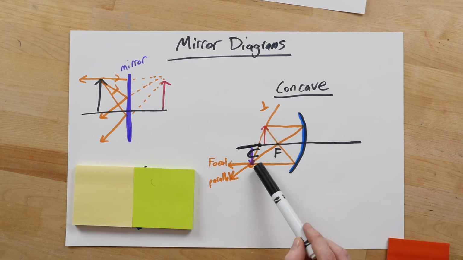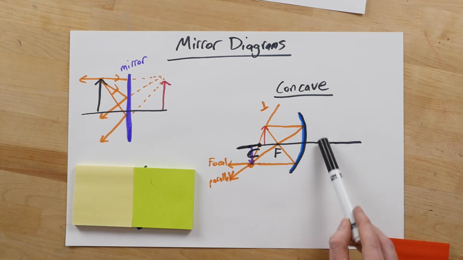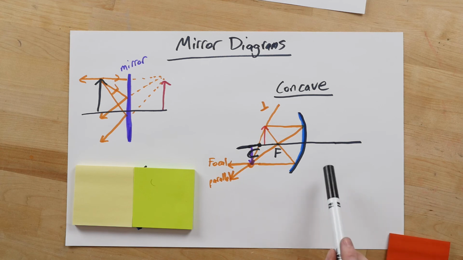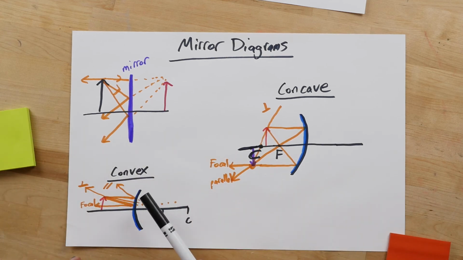If you trace all of these lines, you should find where the image actually converges. If they don't converge, you may need to use virtual dashed lines on the other side to figure out where the virtual image would be. Now in the other case, we have a convex mirror.